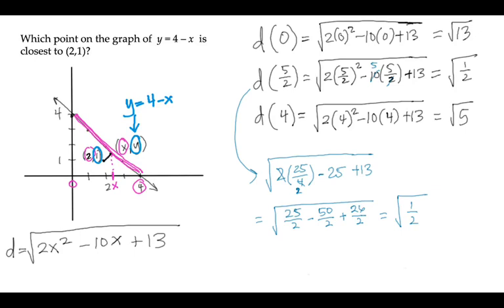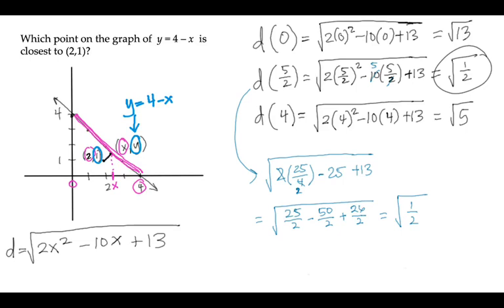Again, all we were doing there, we were pretty sure that that 5/2 was our point. We were just verifying that the distance was minimized at 5/2, and that's the smallest value that we get on that interval.